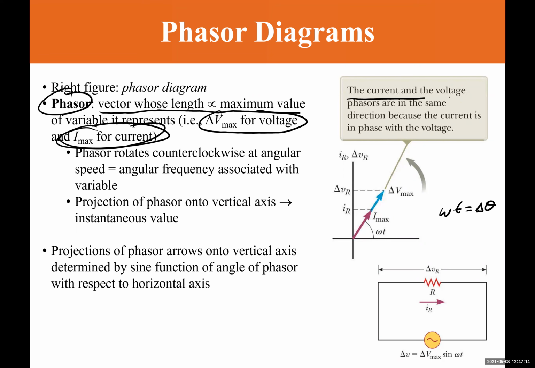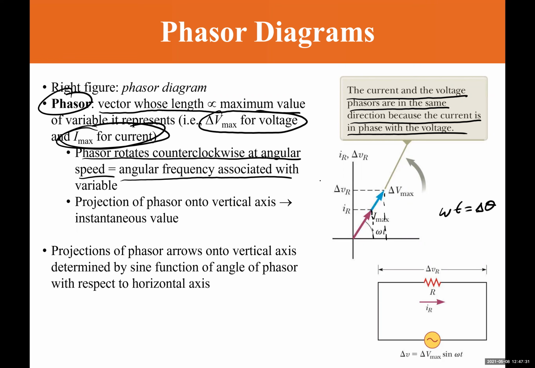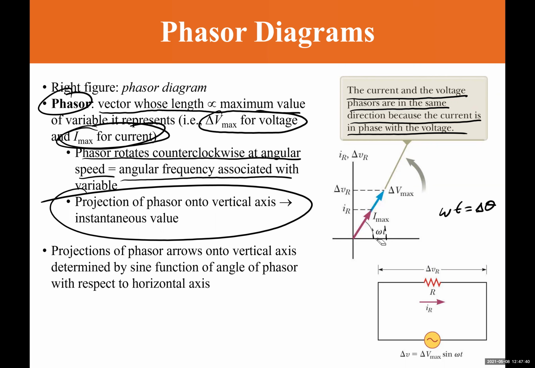You can say the current and voltage phasors are in the same direction because the current is in phase with the voltage. So then what we can do here is take a projection of those. The phasor rotates counterclockwise at the angular speed, which equals the angular frequency associated with the variable. And then the projection of the phasors onto the vertical axis, let's say in this case, gives you the instantaneous values.